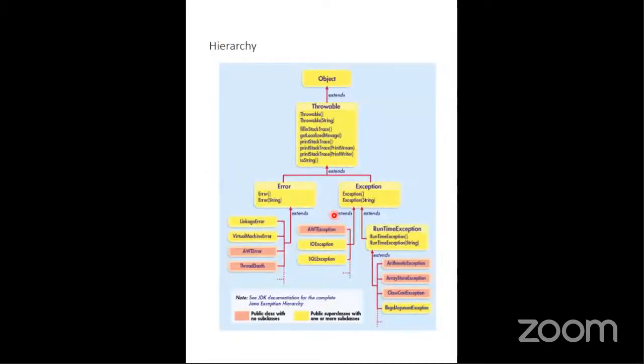Okay, so this is the complete hierarchy of classes. As we all know, Object is the superclass of all the classes in Java. So this is the superclass Object. Throwable is a subclass of Object, and from Throwable, two subclasses are created: Error and Exception. Okay, these are all predefined classes. This is the Exception class and this is the Error class.